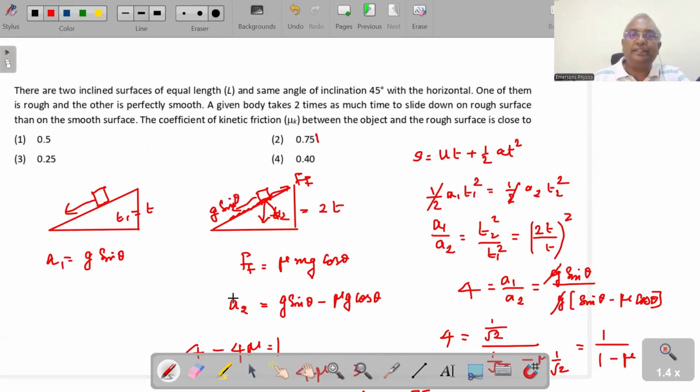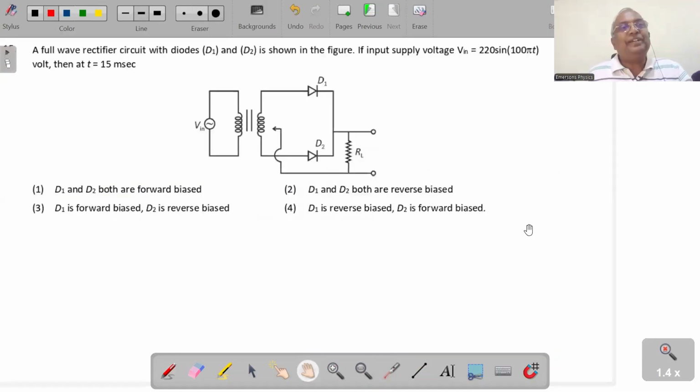So option 2 is correct. Thank you. A full wave rectifier circuit with the diodes D1 and D2 is shown in the figure. In the input supply, the first half has this side positive and that side negative. That's a rule: positive, negative, then in the second half it will be negative, positive.